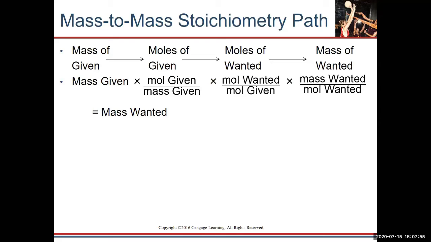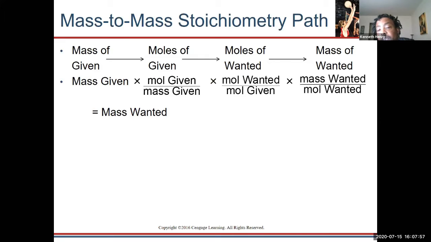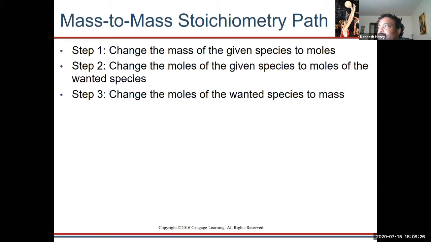Okay, so the beauty is if we're given a mass of one substance, we want to change it to moles by using the molar mass. Then we use the stoichiometric, basically the mole-to-mole ratio. And then you want to use the molar mass of what you want to change it back into mass. Pretty simple, not too hard. This is basically just telling you everything that we just showed you in that diagram, step by step.